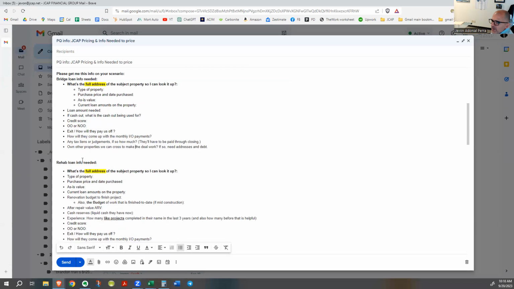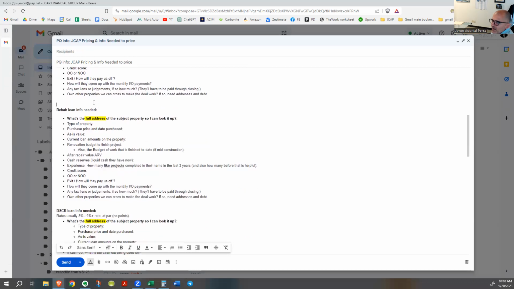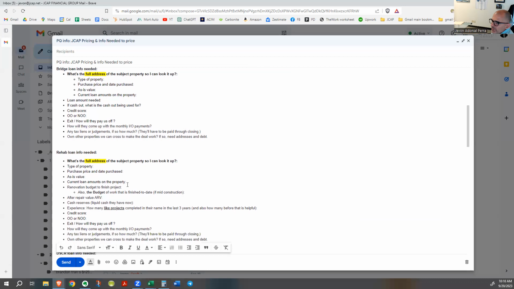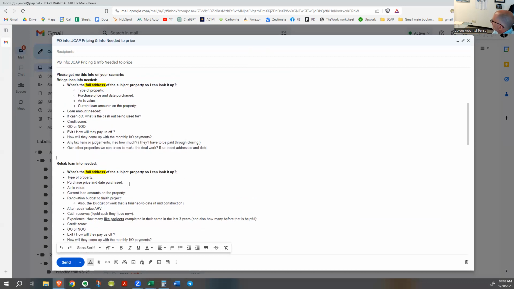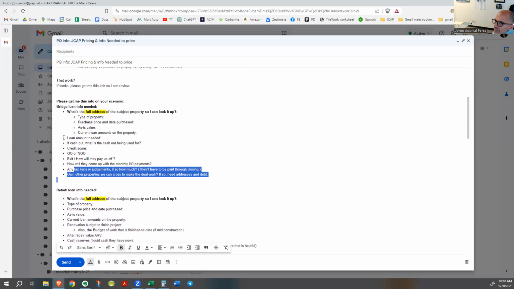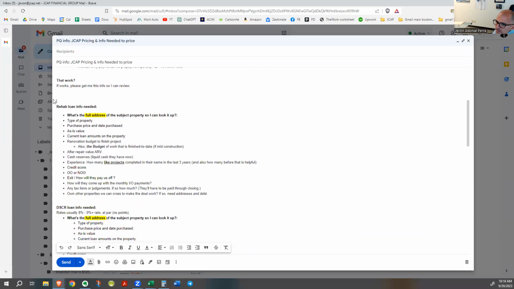So that's a bridge. Now, when it comes to rehab, I want to ask a lot of the same questions. I have these all as a template because I only ask one set of questions. Depending on what they want, I'll delete the rest. So let's say they want a rehab deal. I'm not even going to ask them these questions. That's going to be deleted. I'm going to go right to the rehab questions. These are a lot of the same questions, but I'm also going to ask, what's the budget? That's not in the bridge. And I'm also going to ask, is this a mid-construction deal?